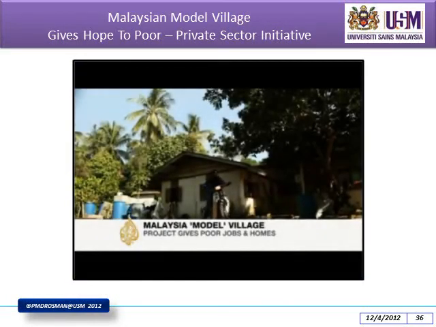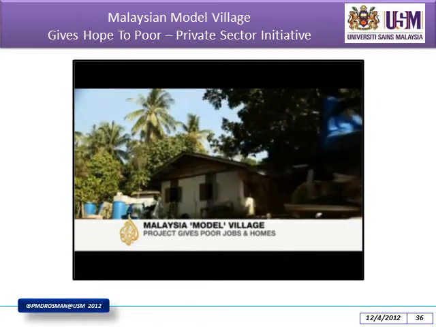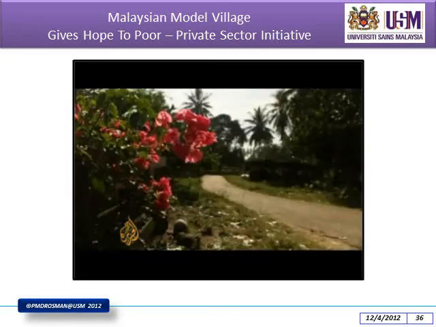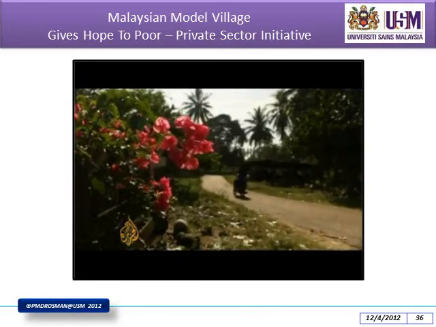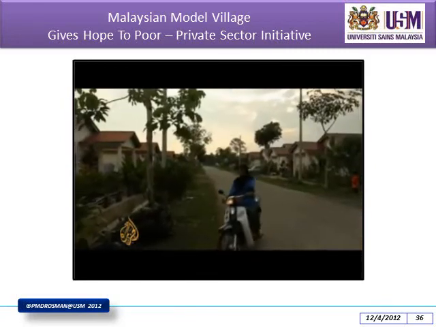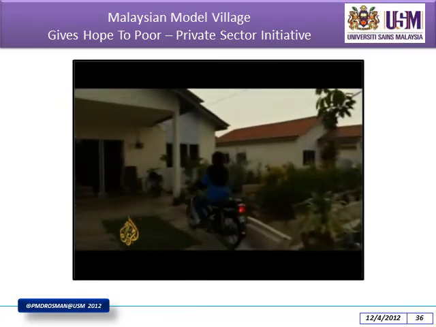Aziza Othman and her children used to share this simple house with 3 other families. Only able to find occasional work, she lived on less than $15 a month. She would have still been saddled with poverty had she not been lucky enough to be chosen for an experiment by a Malaysian company.